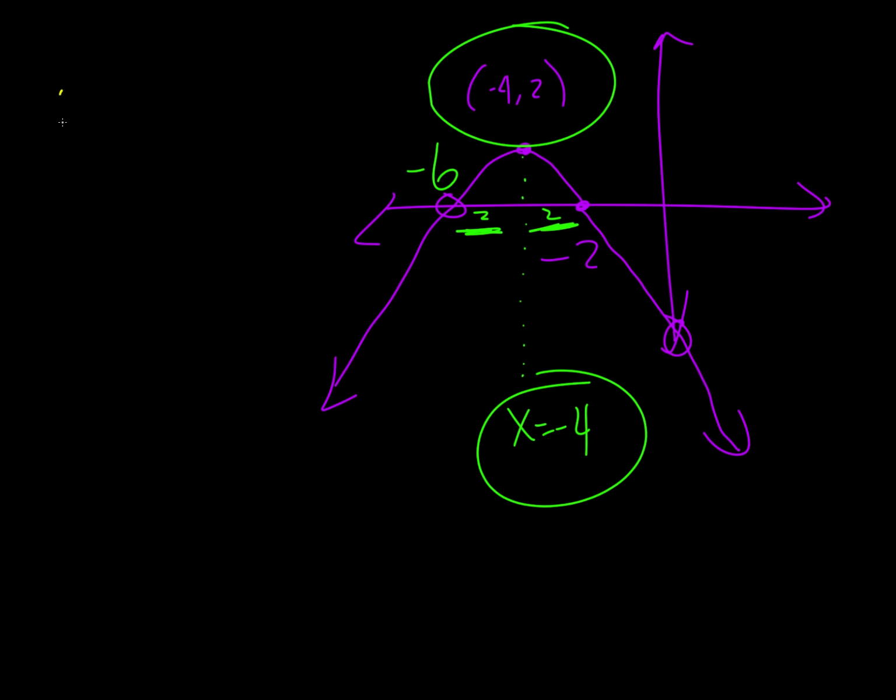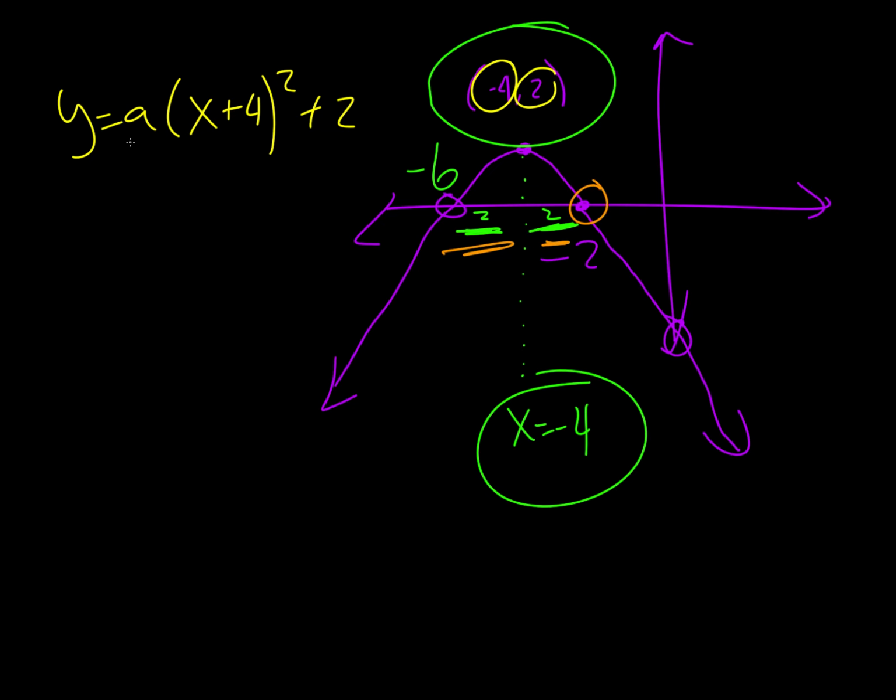So y equals a, once again, vertex form, x plus 4 and then plus 2. Once again, change the sign on the x, do not change the sign on the y. Okay, I didn't need to know that other x-intercept, but whatever. That was just FYI, I guess. I'm going to use the original. What we're going to do is we're just going to use the x-intercept this time. So when x equals negative 2, y equals 0.